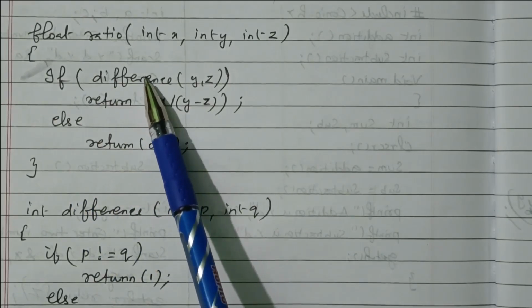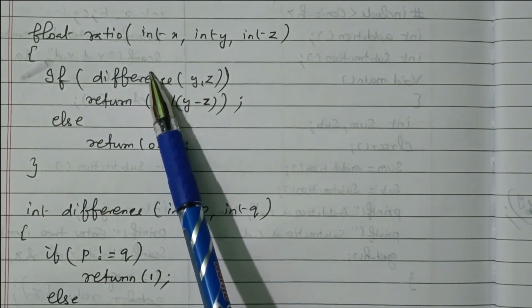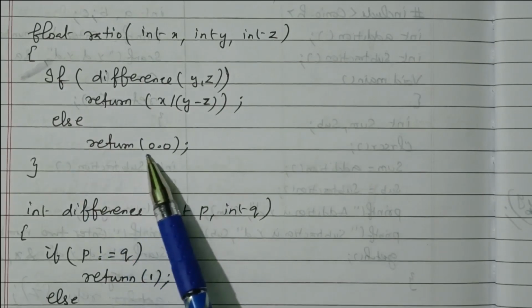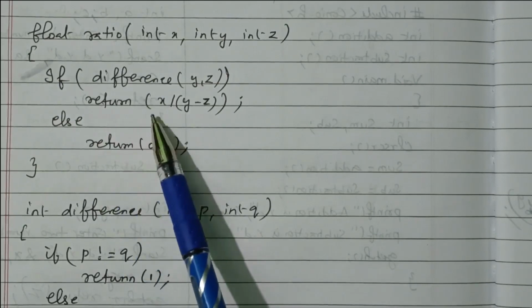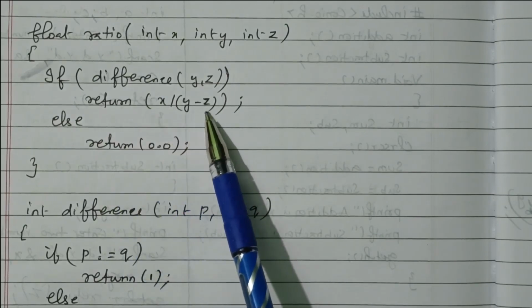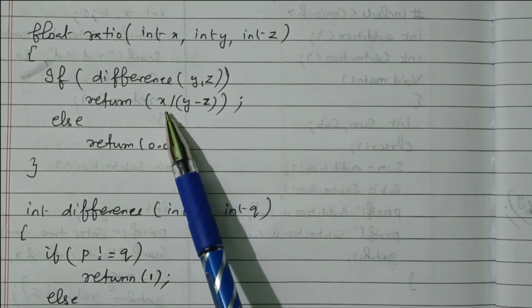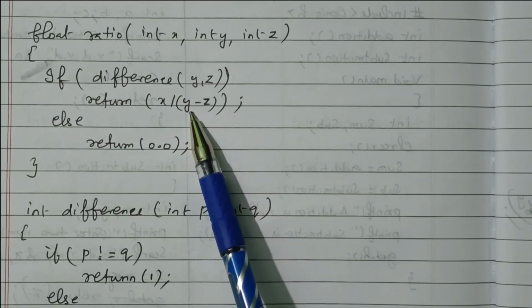So here we will get 1 if both are not equal. If both are equal, we'll get 0. 0 means it will go to else, return 0. We cannot perform the operation. If it is 1, then it will return x divided by y minus z. This is our expression. We need to find this expression. So x divided by y minus z will be performed, and this answer will be returned to the function where we called it in the main program, right?